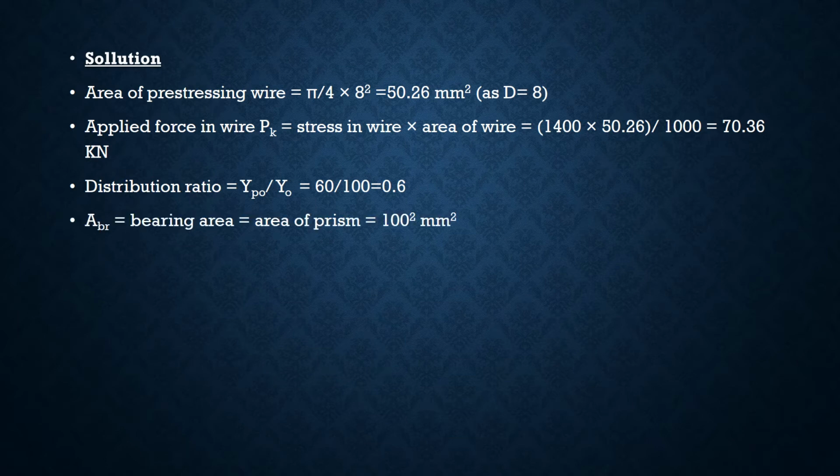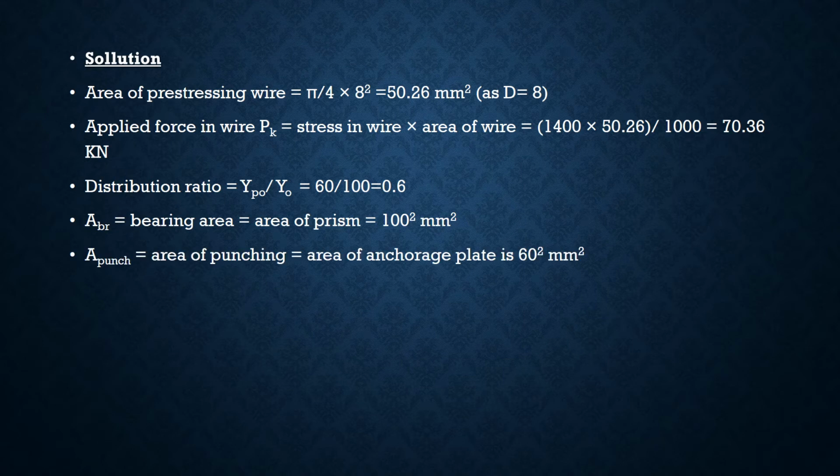ABR, bearing area, it is the area of prism. As the side of prism y0 is equal to 100, the area will be 100 square mm square. A punch, the punching area, is the same as the area of the anchorage plate. As yp0 is equal to 60, the area of the anchorage plate is 60 square mm square.